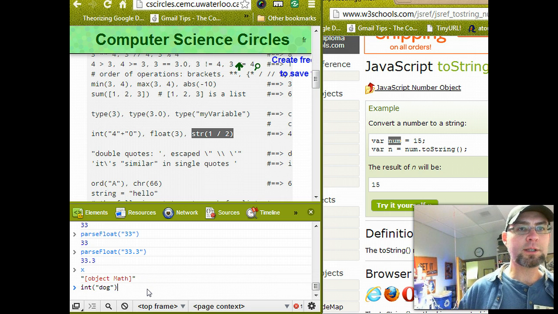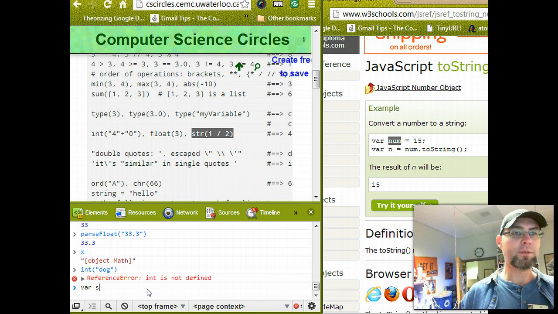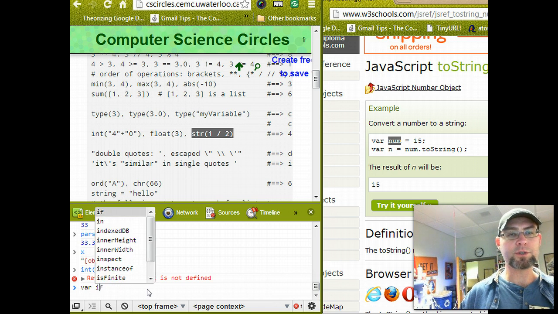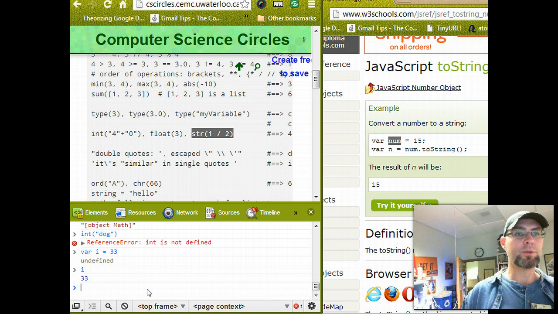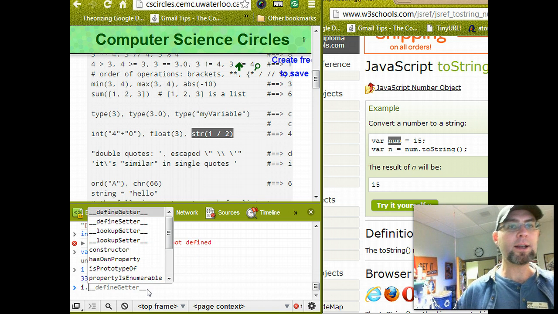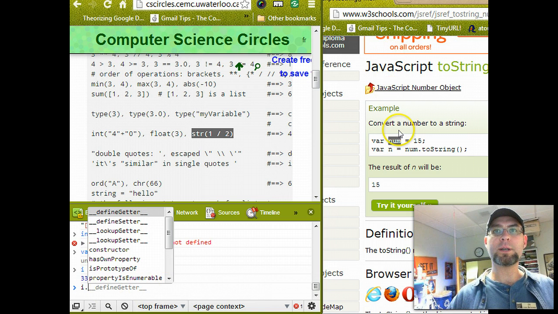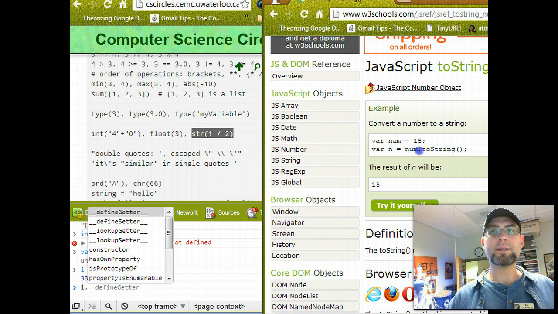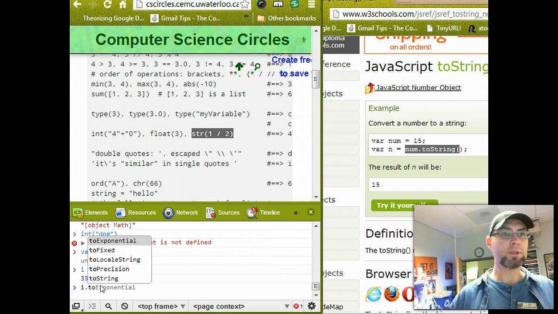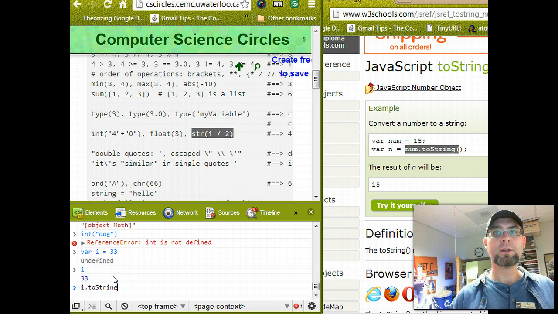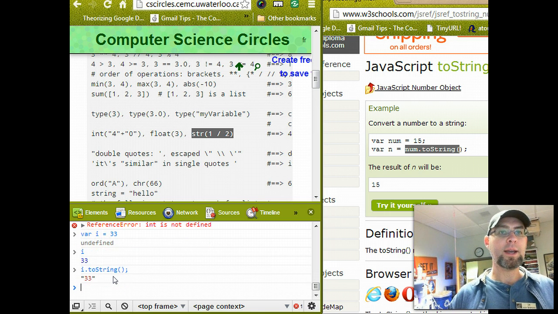So I'll start fresh to keep it clean. We'll just do var s for string equals 33. Actually, I'm sorry, we're not doing a string, we're doing an integer. So we do i equals 33. What we can do now is do i dot. We look over at the example here. We do i.toString. So we look here, i dot to. Notice it pops up as an example. toString. We just put the parentheses. So it's calling a function that belongs to i, which is an integer. And that converts it. You see now we have the quotes, and so that becomes a string.